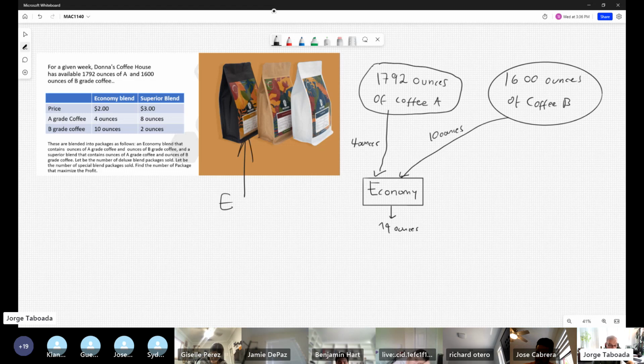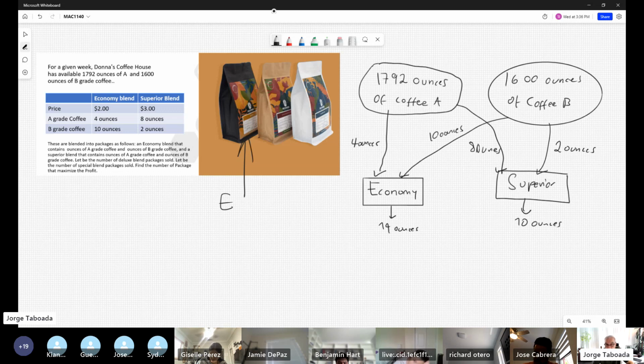Now, to get superior, the formula is different. Superior: you take 8 ounces of this and 2 ounces of this, to get, of course, 10 ounces. You see that the weight of this packet is less than this. However, the price is $3 and the price of this is $2. I suppose it's optimum to sell a lot of superior, but it depends on the customer. The customer might say, no, I want economic.